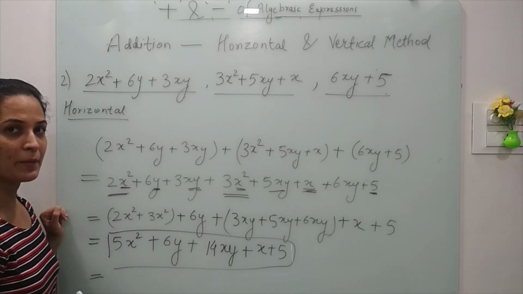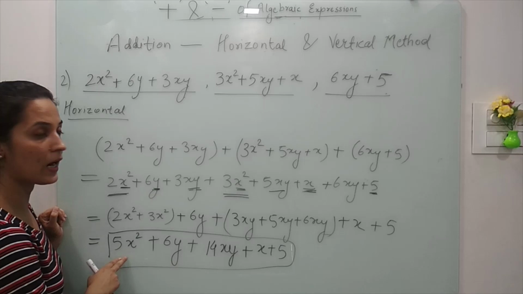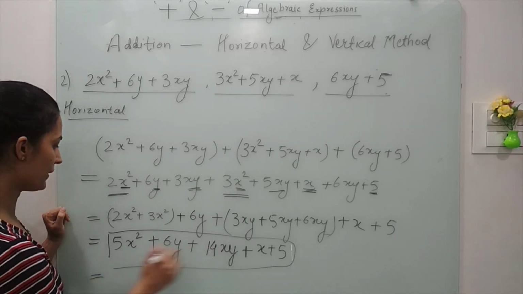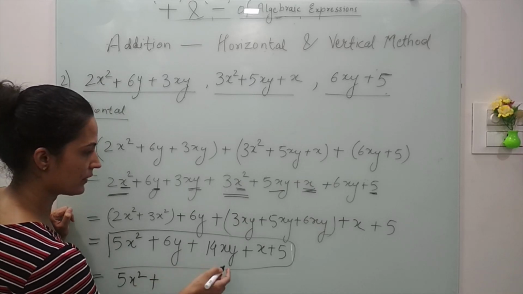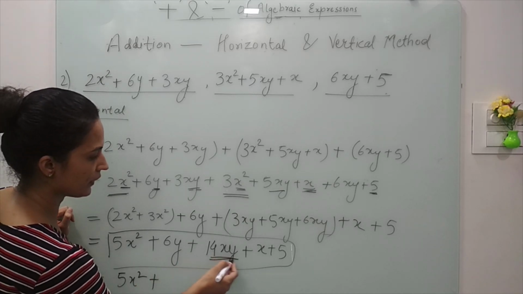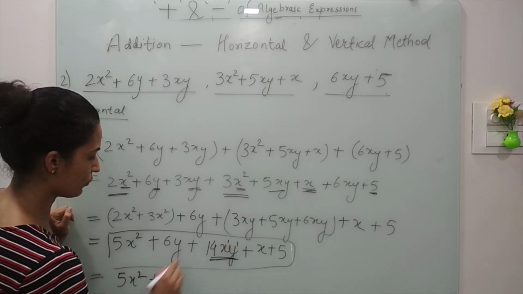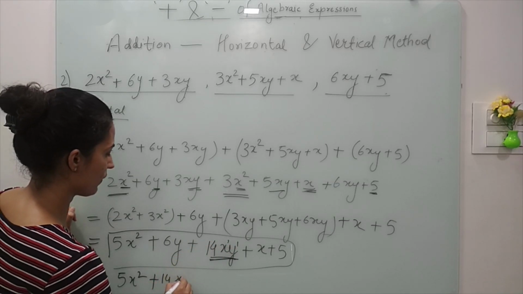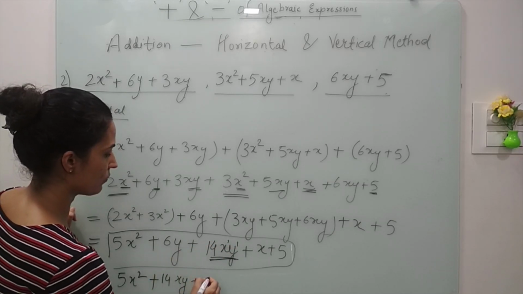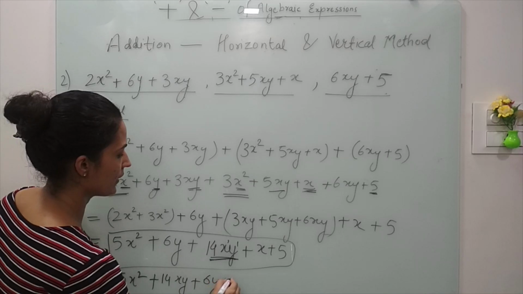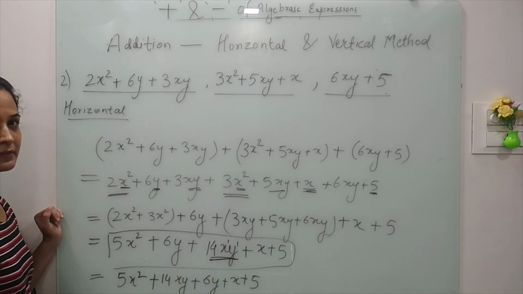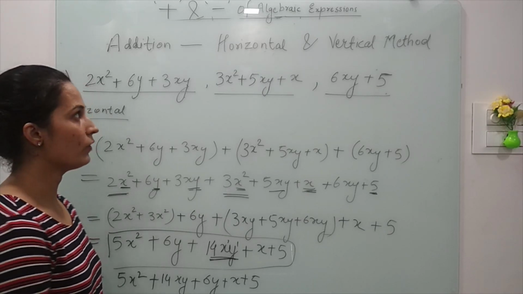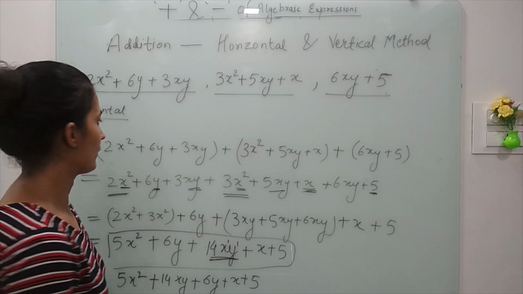As I said in my previous example, we should always write the higher degree first. So how do we write this? This is 5x square plus, let's write this because the degree of this term is 1 plus 1 which is 2, so this is 14xy, then I can write 6y, then x plus 5. So this is my final answer. Now let's see how we solve this using the vertical method.